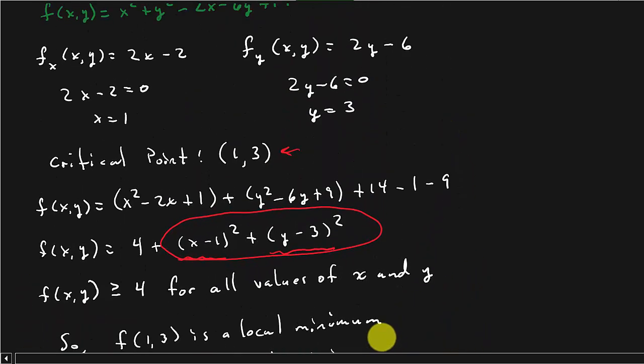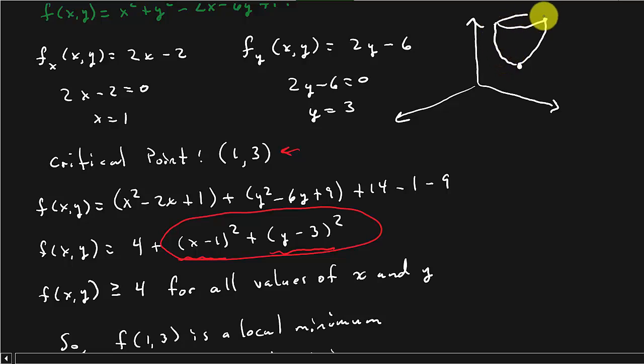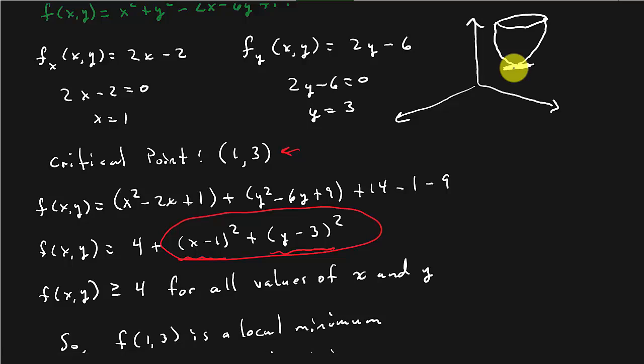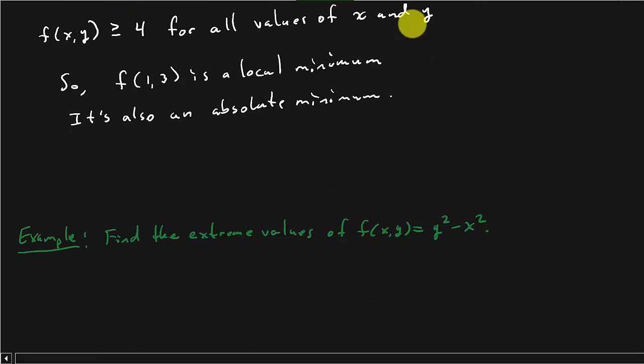And if we look at the graph here, we can kind of sketch this graph. So we got the point (1,3,4), right? Because if we plug the 1,3 in, we get 4 as an answer. So you're looking at a point (1,3,4), and all the values are larger than that. And what do we get there? It's an elliptic paraboloid. And you can see that's a local minimum there. And it's also, in this case, an absolute minimum. Okay? All right, let's look at the next example.